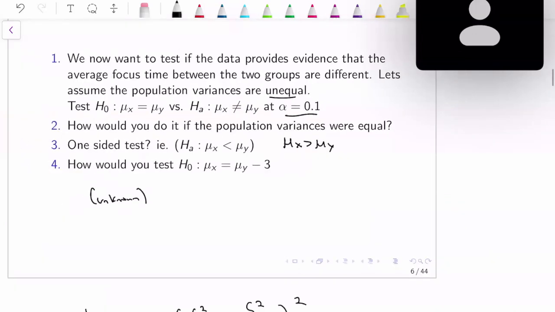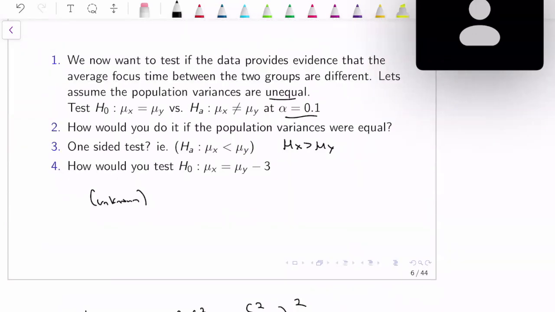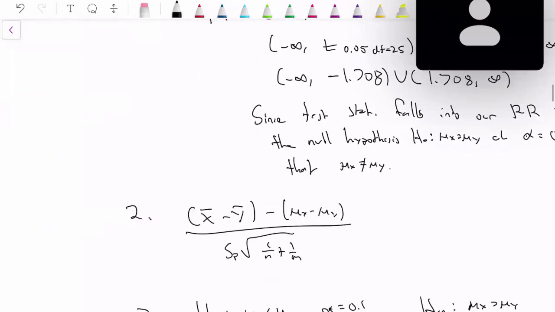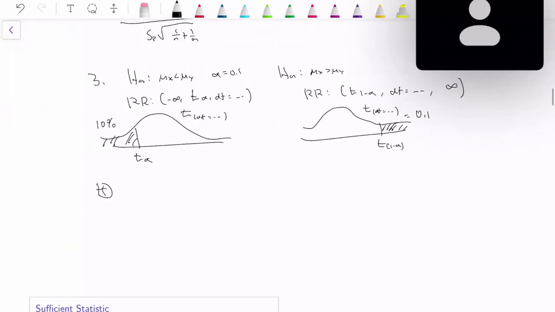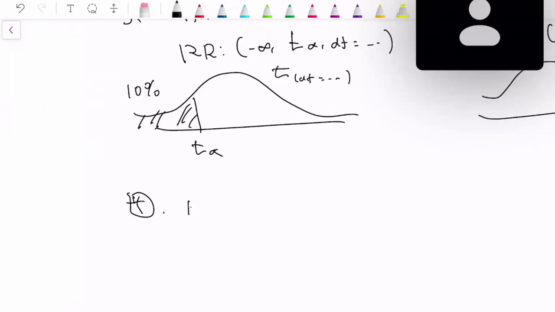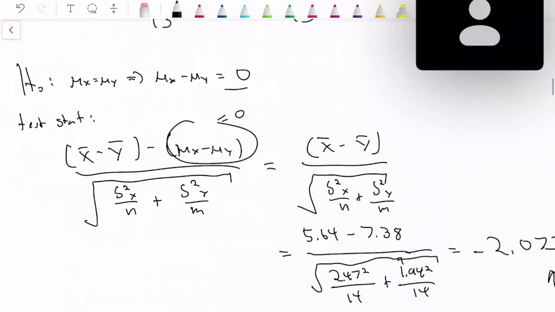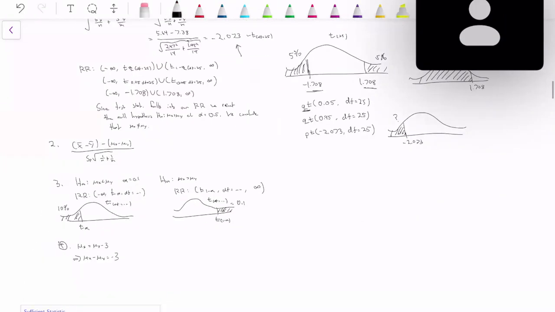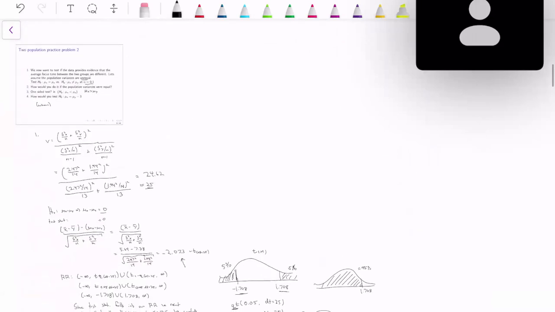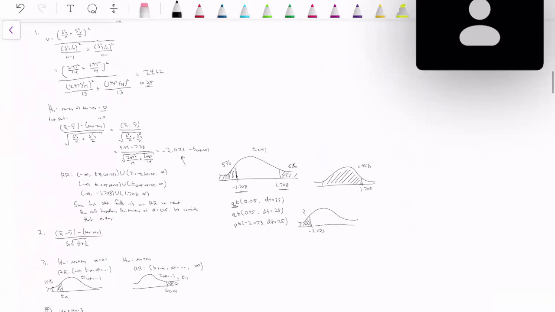So how would you test, also, part 4, how would you test mu x equal to mu y minus 3? If he asks you something like this, then it's just a matter of moving stuff around. So mu x equal to mu y minus 3, then your hypothesis will become mu x minus mu y equal to negative 3. And then you would plug that negative 3 into this here, or whichever one you use. So hopefully that makes sense. Any questions for practice problem 2? Here's the full answer if anyone wants to take a screenshot.